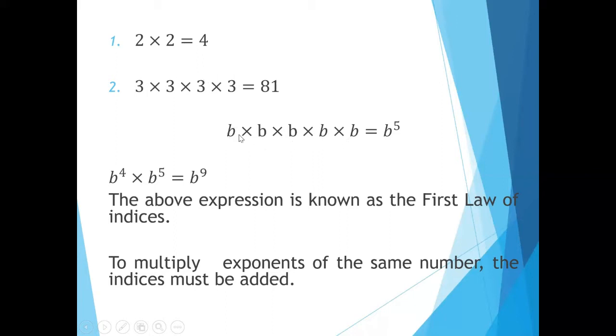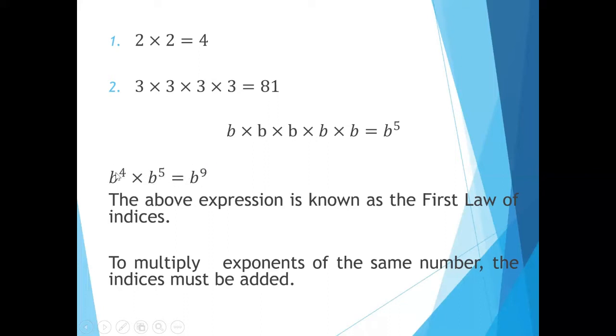Now when we look at this in terms of b times b times b times b, 5 times, that will be b raised to the power 5 because we have raised to the power 1, raised to the power 1, raised to the power 1, raised to the power 1, raised to the power 1. And so mostly when we are multiplying values of the same base, what we do is that we add the exponents or the indices. So b raised to the power 4 times b raised to the power 5, we add the indices and then get b raised to the power 9.